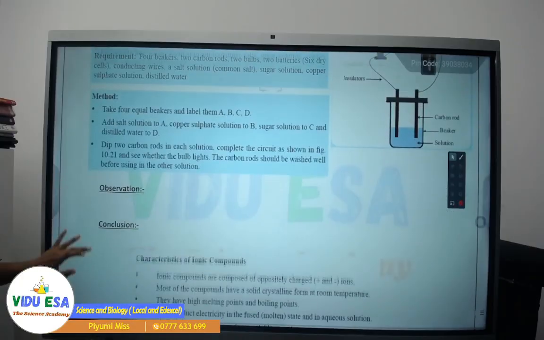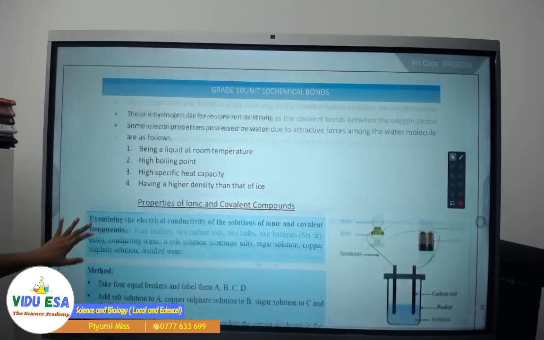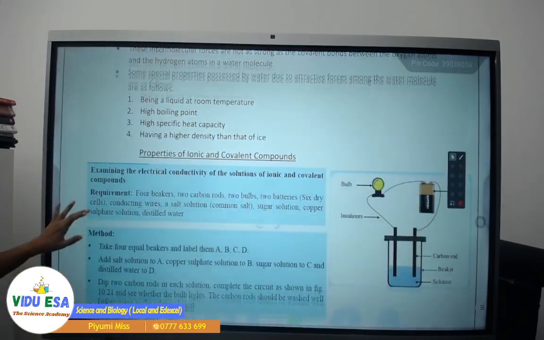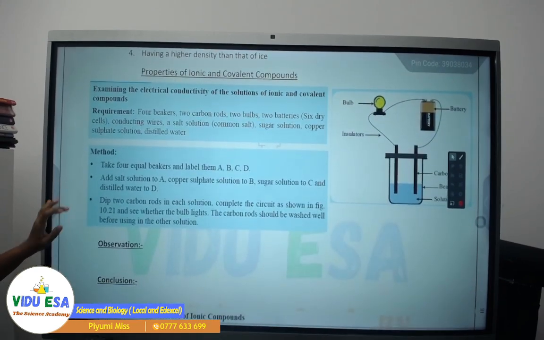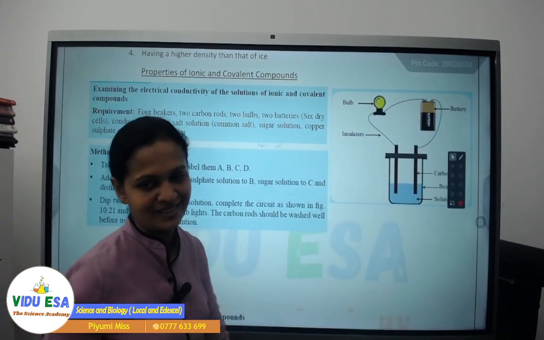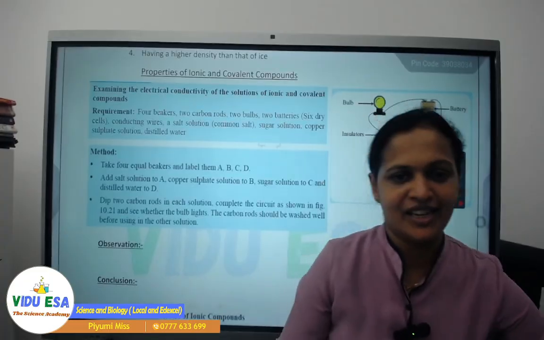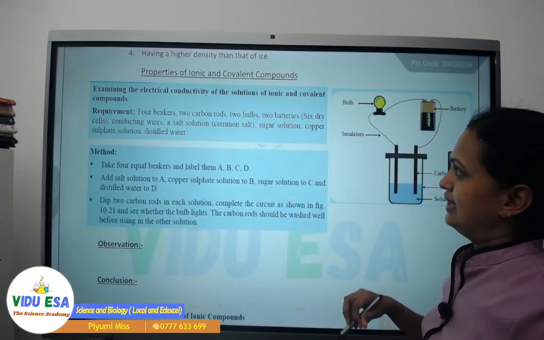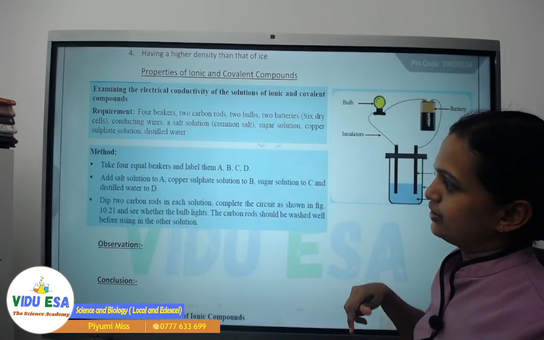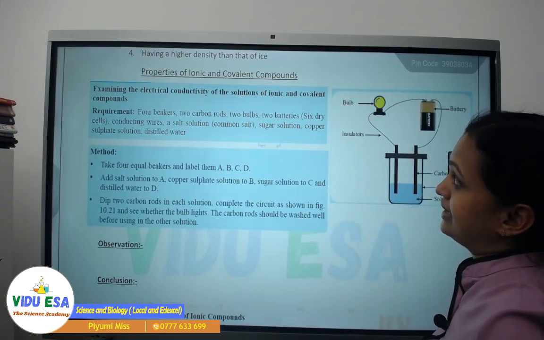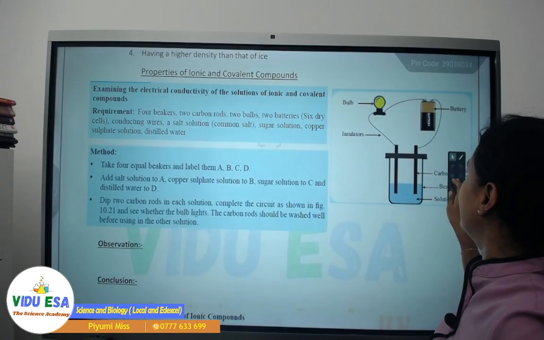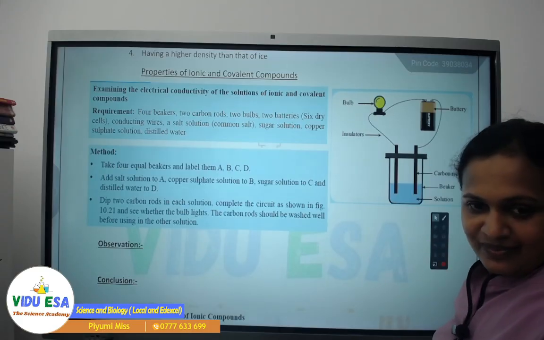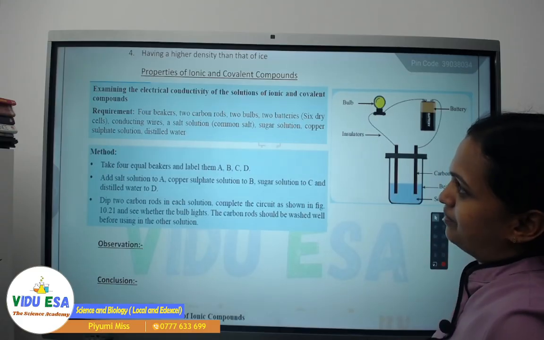Okay, last topic, then we will watch a small video and move on to the next lesson. Properties of ionic and covalent compounds. I think here we are going to show the ability to conduct electricity by ionic and covalent compounds.